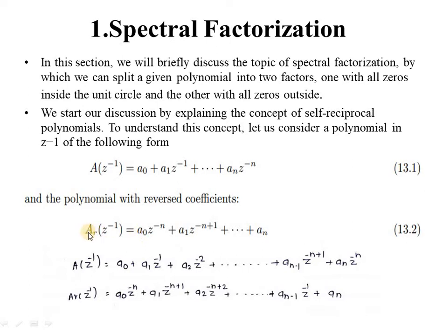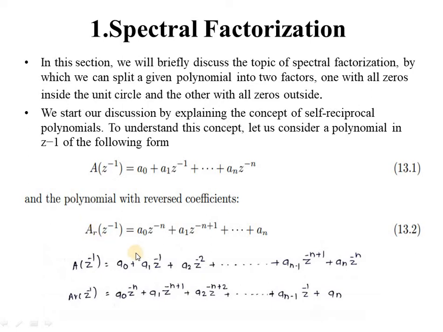How do we write this reverse polynomial? We write this polynomial as it is here, but we add one term, that is this term. The last term is an into z raised to minus n. The term previous to this is a of n minus 1, with z raised to minus n plus 1. For this A polynomial, we write this AR, that is, the one with the reverse coefficients.